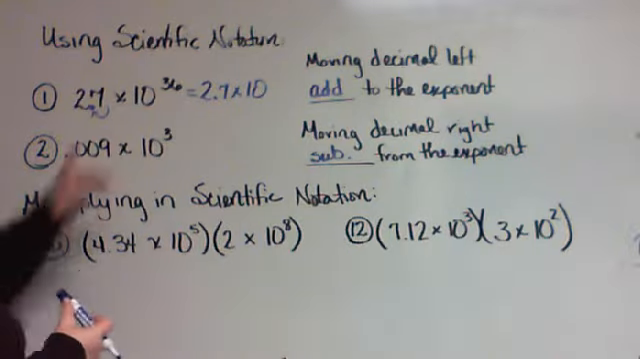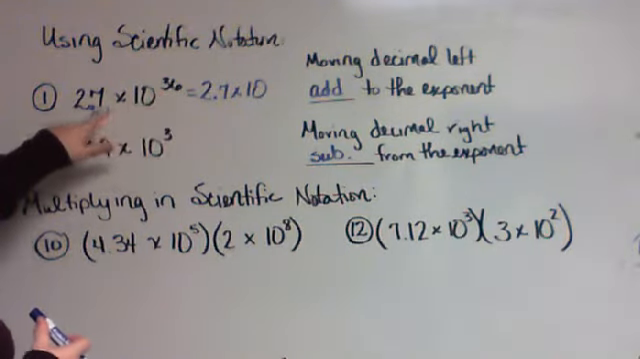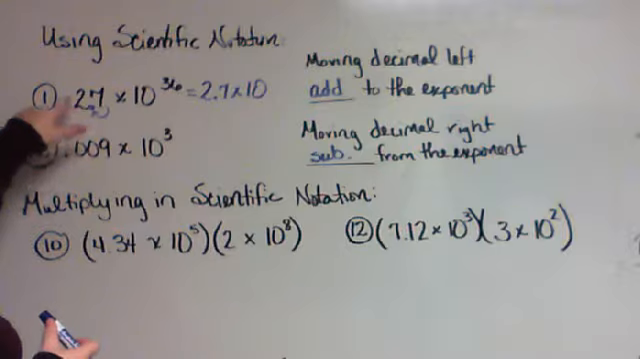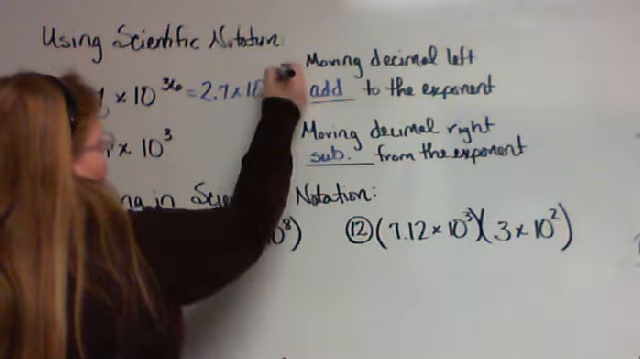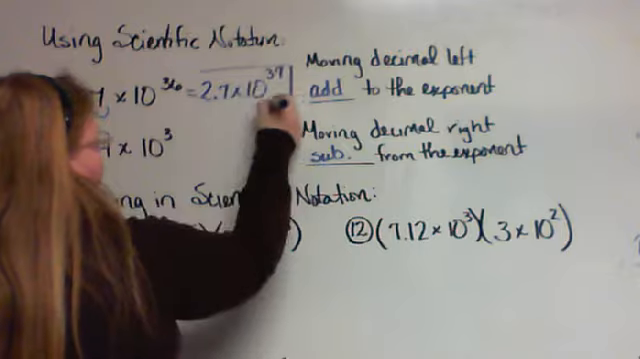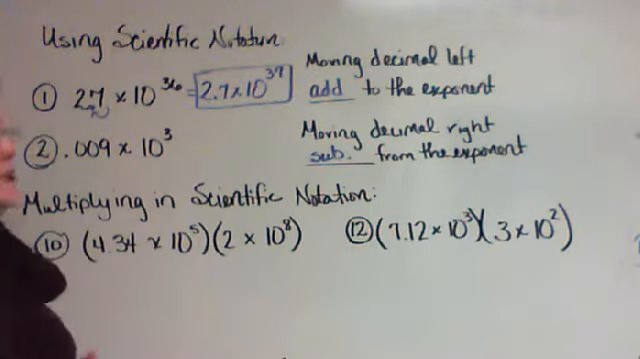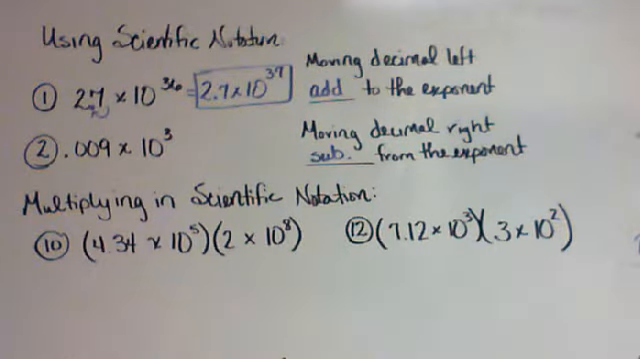So since I'm adding to the exponent, it was 36, I have one spot that I'm moving to the left, so that's going to add 1 to my 36 and make it a 37. Now it's in proper scientific notation.